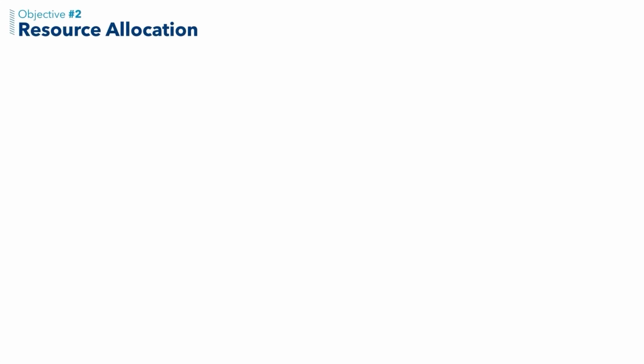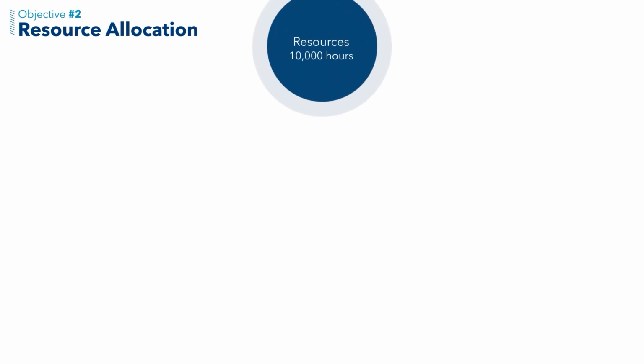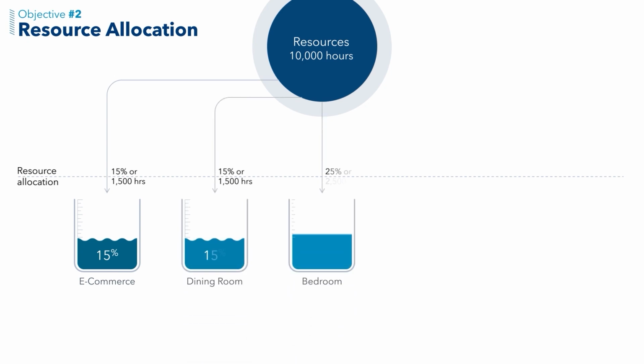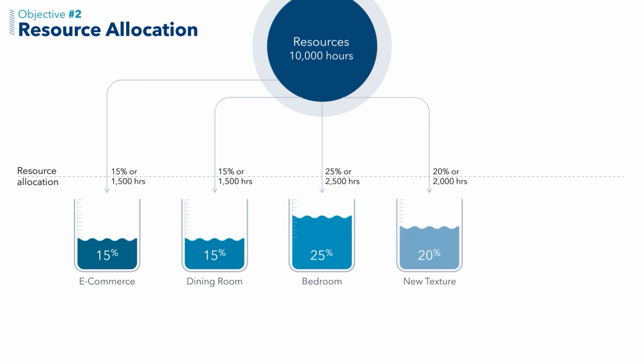Let's use the example of the furniture manufacturer. In this example, the manufacturer had a pool of resources of 10,000 hours, which had been allocated to 4 strategic arenas: 1 focusing on a new e-commerce distribution channel, 2 focusing on products for the living and dining rooms, and 1 technology arena for the development of new textures. This manufacturer also had a bucket for other tactical projects unrelated to strategic arenas, such as customer demand, product maintenance, etc.